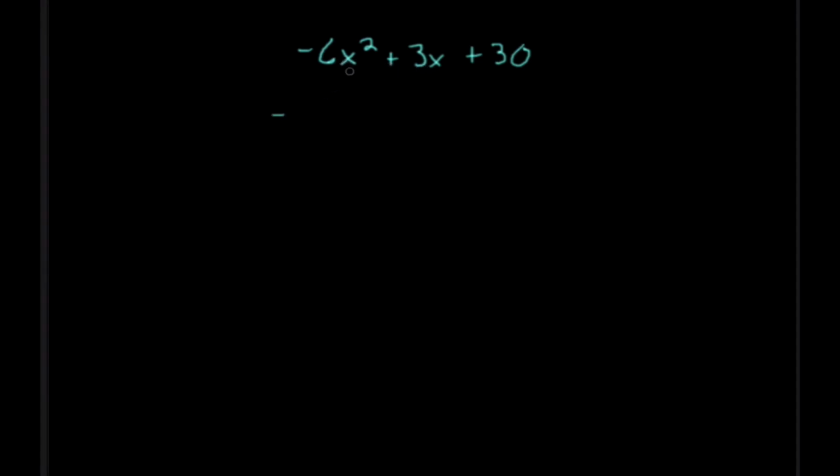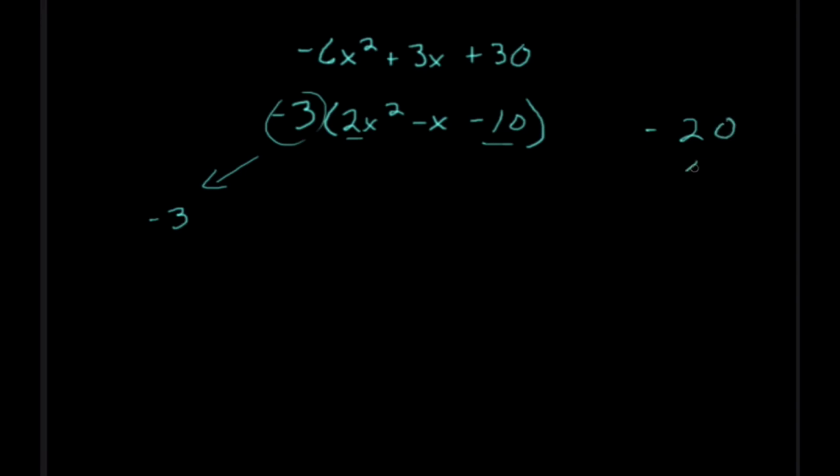The greatest common factor here is 3, but because that leading coefficient is negative, we're going to take out a negative 3. So that's going to leave us with 2x squared minus x minus 10. Now we just remember that we have a factor of negative 3, and we're going to factor this trinomial inside the parentheses. Now 2 times negative 10 is negative 20. The factors of 20 are 1 and 20, 2 and 10, 4 and 5.